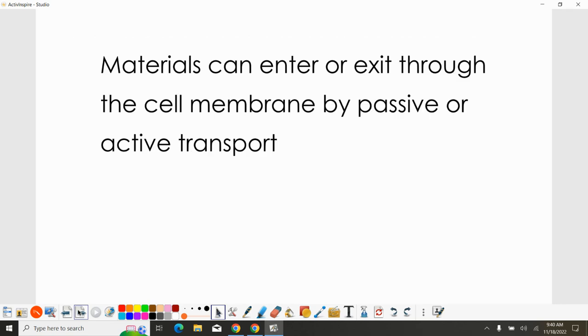The materials that move in and out of our cells can either move through a process called passive transport or active transport. And that is what the rest of this unit is going to be about. In the next video, we're going to talk about what passive transport is and what it means, how it works. And then in the final part of this unit, we'll learn all about active transport.